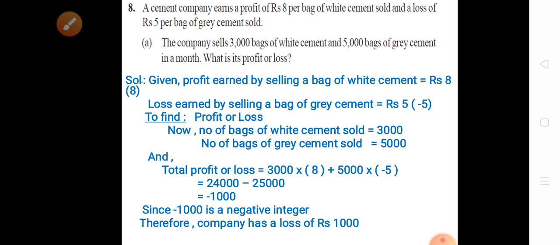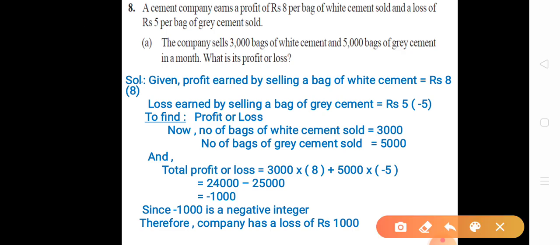Now let's read the question first. A cement company earns a profit of rupees 8 per bag of white cement sold and a loss of rupees 5 per bag of grey cement sold. Now comes the first part. The company sells 3000 bags of white cement and 5000 bags of grey cement in a month. What is its profit or loss?